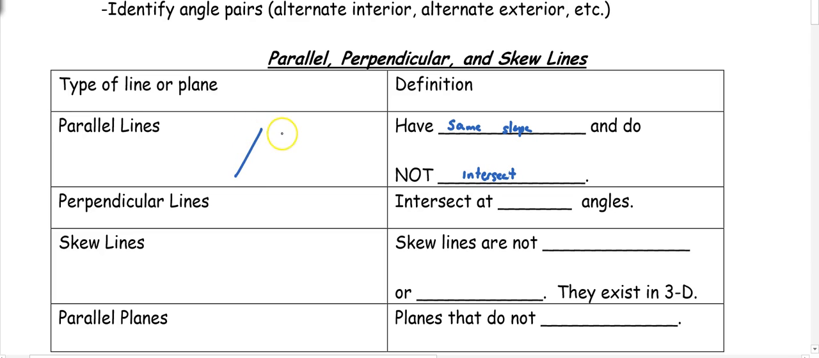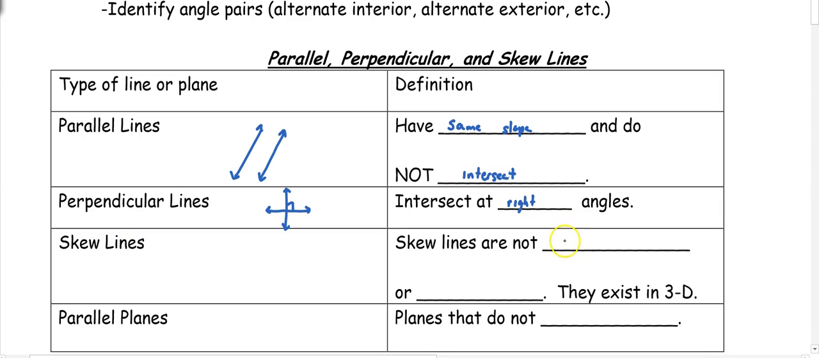So for example, parallel lines would be going the same direction, they have the same slope, and no matter how much I extend them, they're still never going to intersect. Perpendicular lines are lines that intersect at right angles, which remember makes 90 degrees. So if I have a line here, and another line coming across with a little box in the middle, remember that box means it's a right angle, so those lines would be perpendicular.